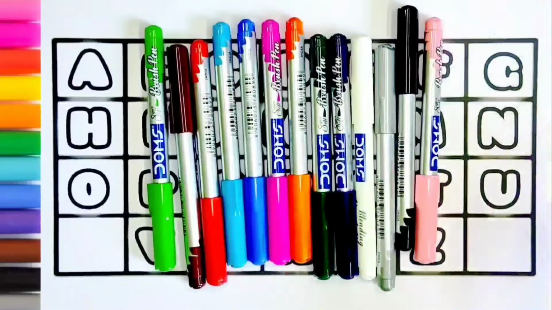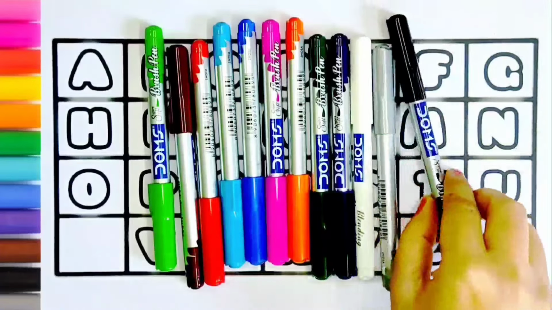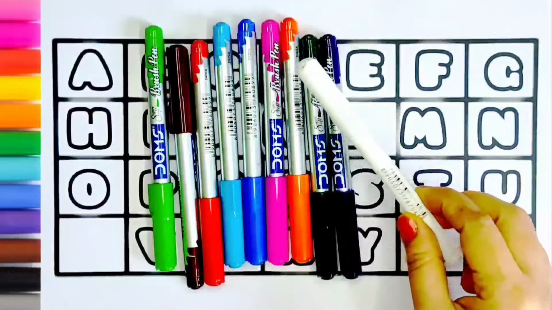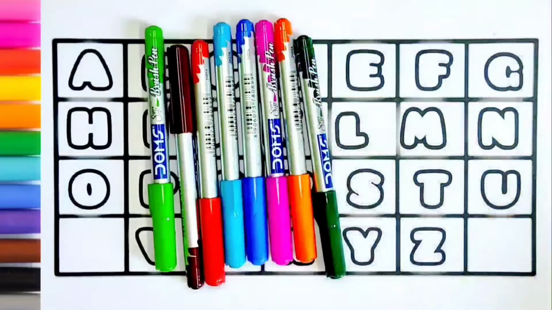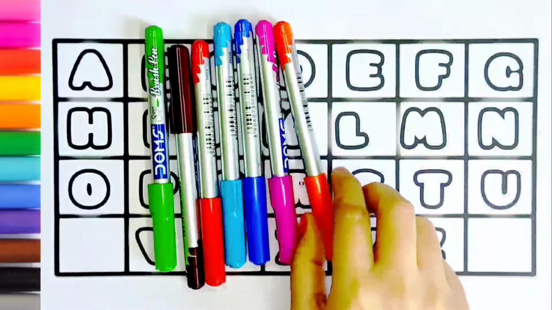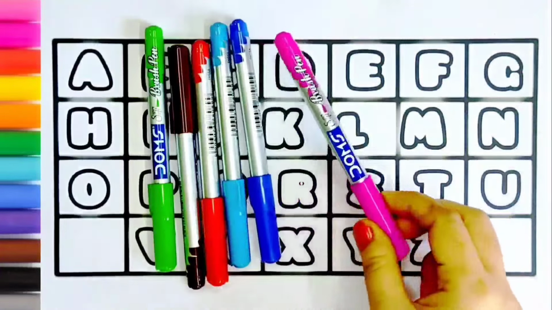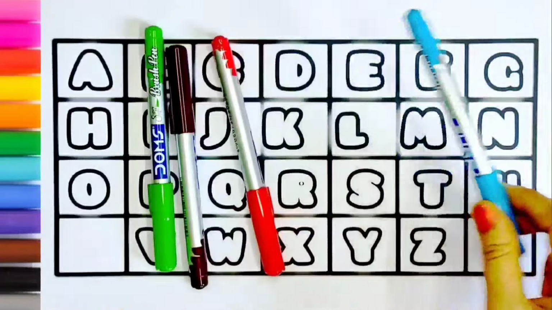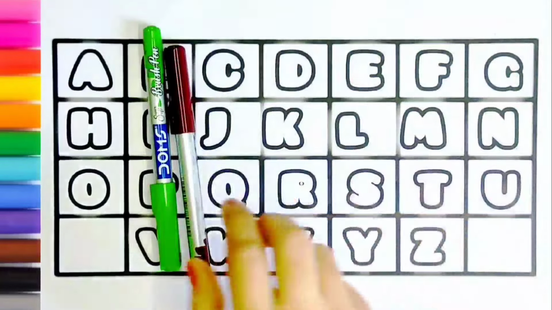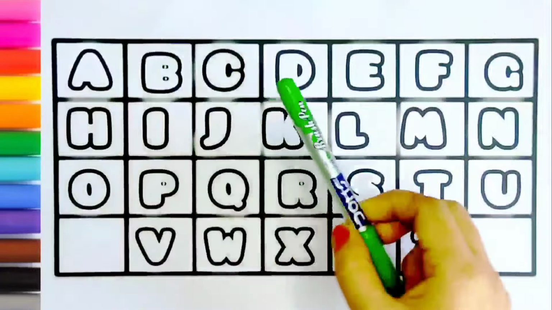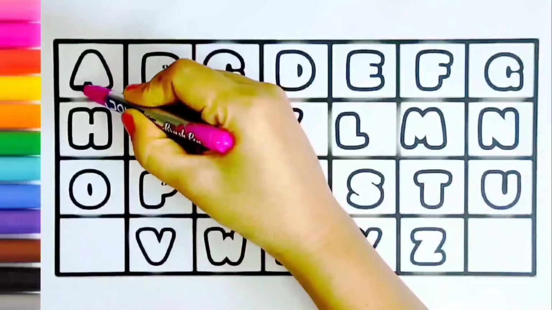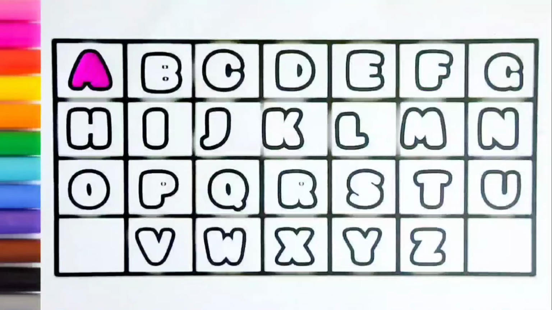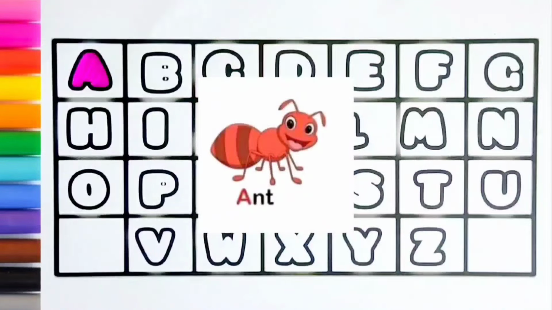Yellow color, peach pink color, black color, gray color, white color, purple color, dark green color, orange color, pink color, blue color, sky blue color, red color, brown color, light green color, pink color. A. A for ant.